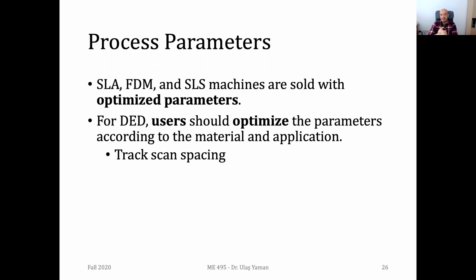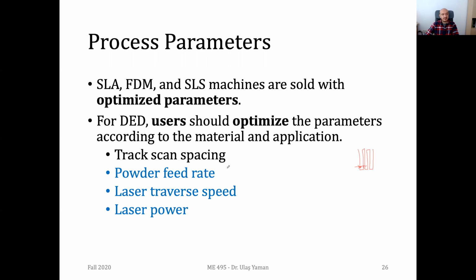For instance, the scan spacing, the distance between the paths of the laser. Since in this additive manufacturing process we need to fill the interiors completely, we need to have such scanning patterns, and they need to be close to each other. This gap is quite important. This is the track scan spacing. And then we have some other parameters.